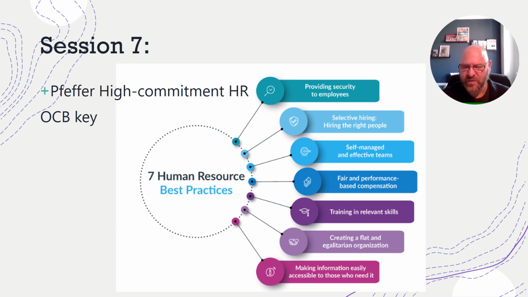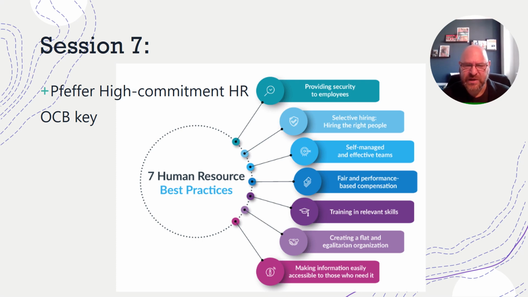And then finally, making information easily accessible to those who need it. And again, when you have more of a hierarchical organization, this kind of information is not transparent and it's used as a form of power. So you can see how the high commitment HR model here by FIFA links to OCB behavior, OCB outcomes.